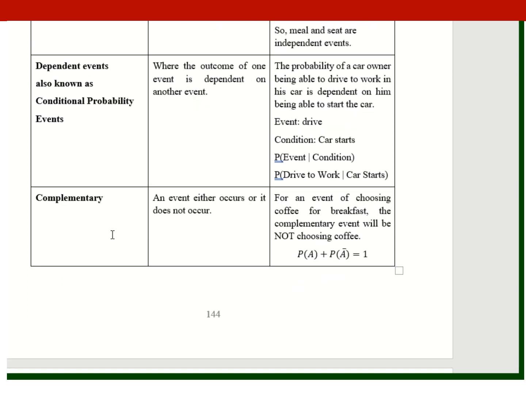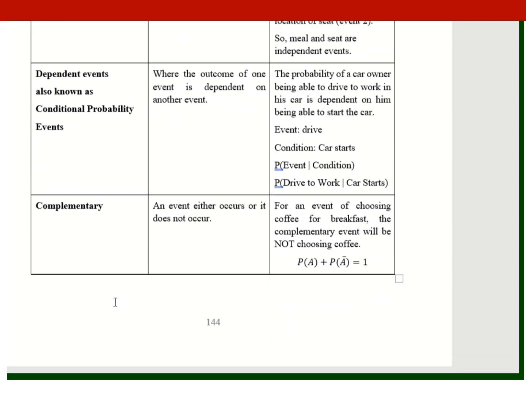Okay, complementary event is an event that either occurs or does not occur. For an example, for an event of choosing coffee for breakfast, the complementary of it is not choosing coffee. So the probability of me choosing coffee plus the probability of me not choosing coffee, the total should be 1. That is complementary event. So these are the 5 events that are important.